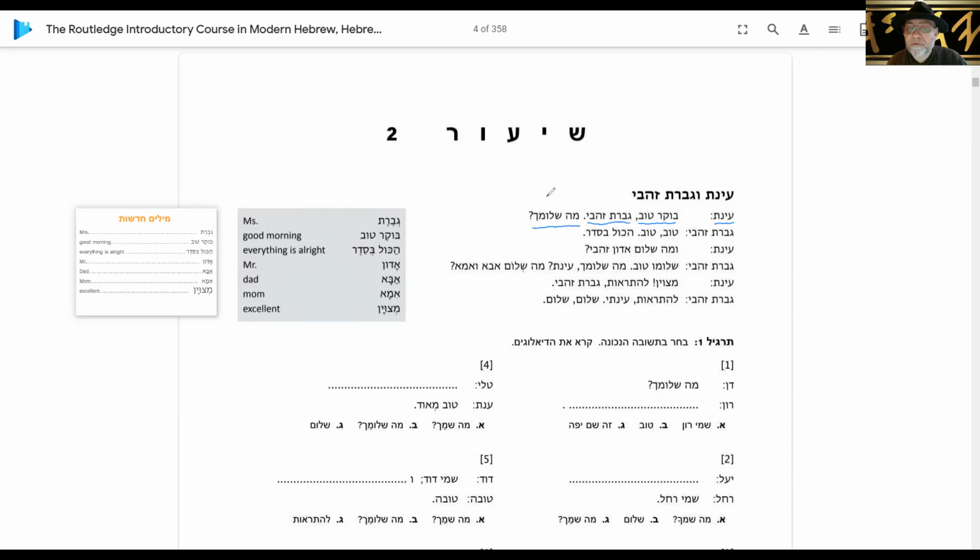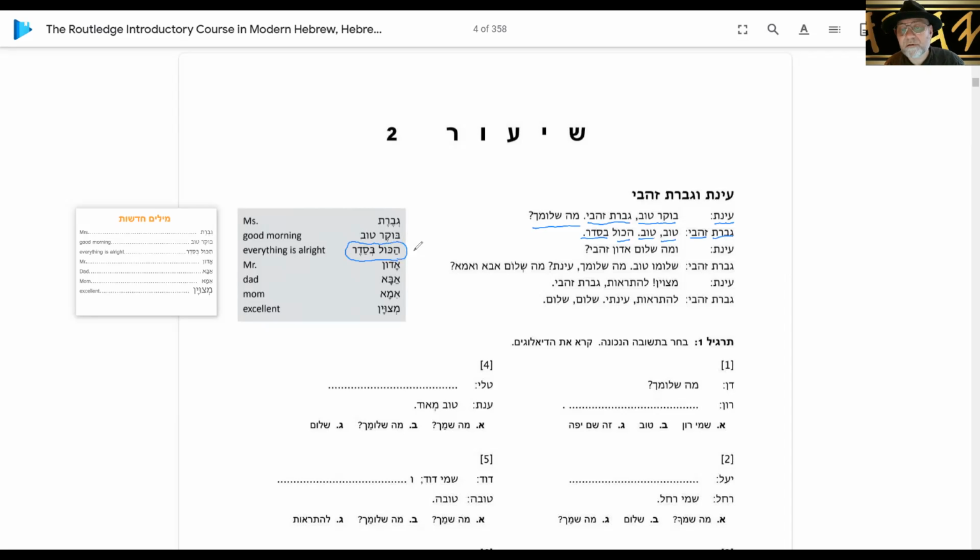Ma shlomech, in this case I think it might be ma shlomech, how are you? Because he's saying it to Mrs. Zahavi. And Geveret Zahavi, Mrs. Zahavi says, Tov, tov, good, good. Hakol beseder. Okay, so hakol beseder, we see here, everything is all right.